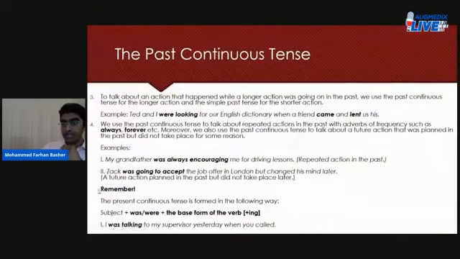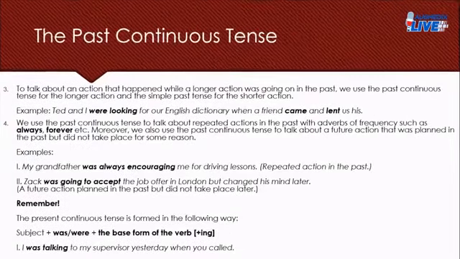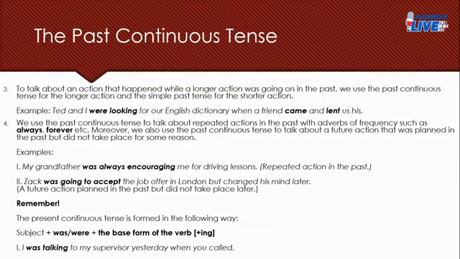We have the past continuous tense and rule number 3. To talk about an action that happened while a longer action was going on. Okay, I'll enlarge the screen. To talk about an action that happened while a longer action was going on in the past, we use the past continuous tense for the longer action, the simple past tense for the shorter action.